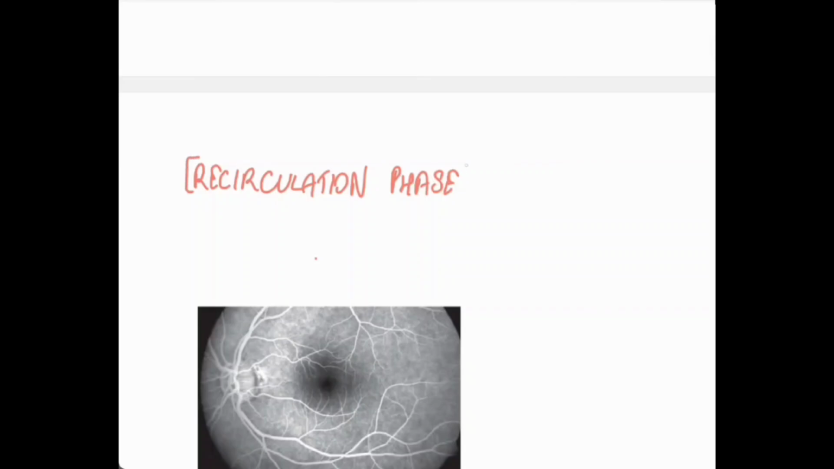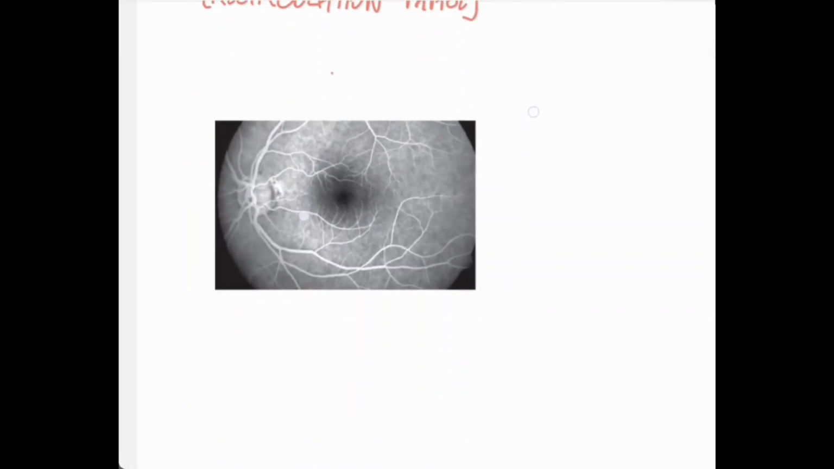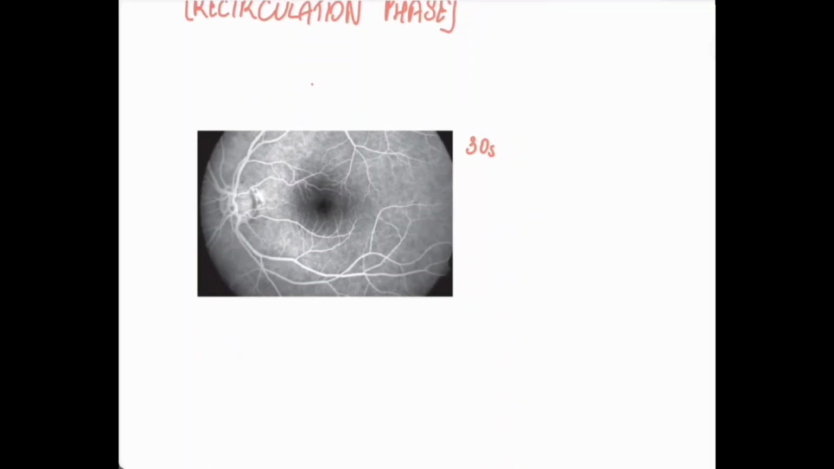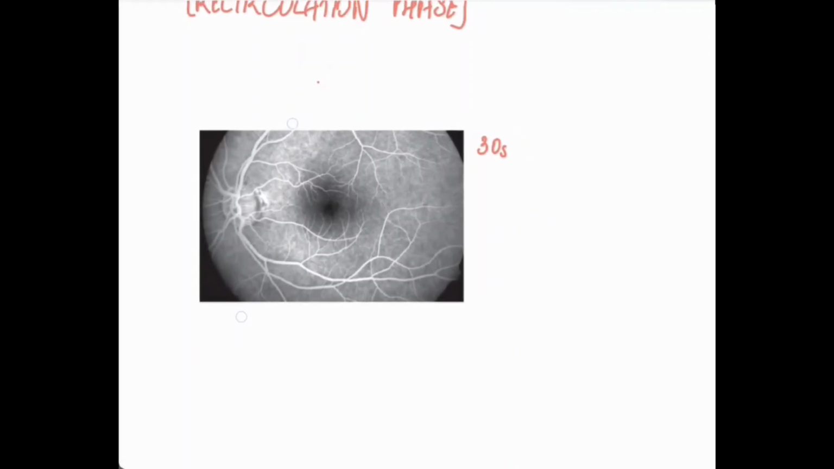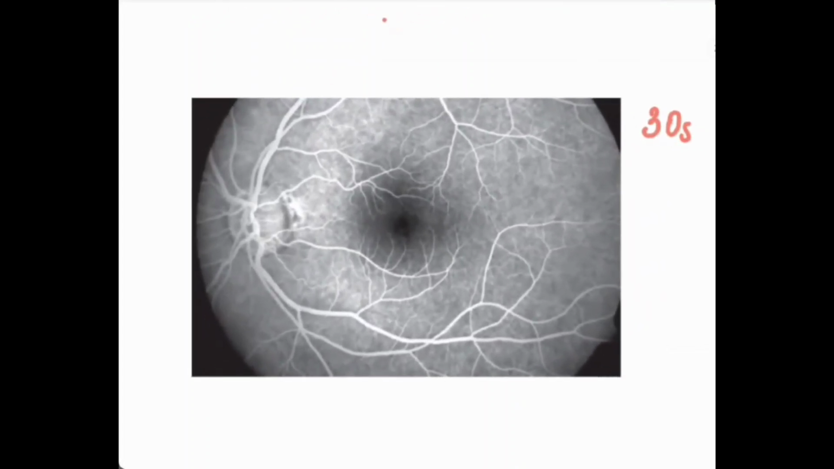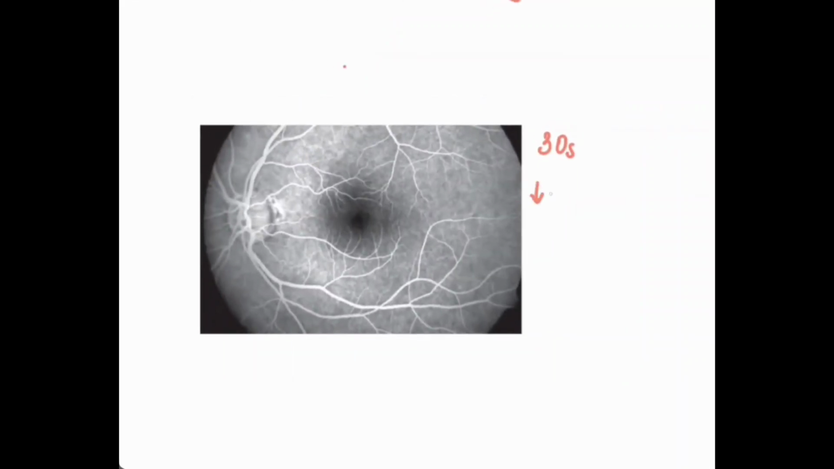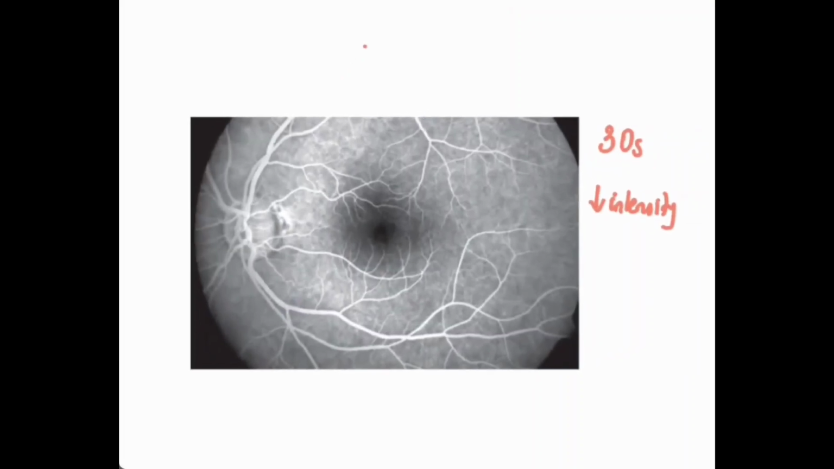Recirculation phase begins about 30 seconds after the dye injection. Fluorescence within the vessels reduces as lower concentration of fluorescein recirculates. Recirculation phase of the angiogram showing reduced intensity of the dye in the veins.